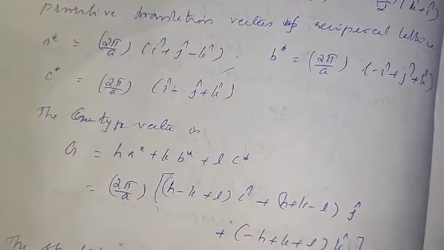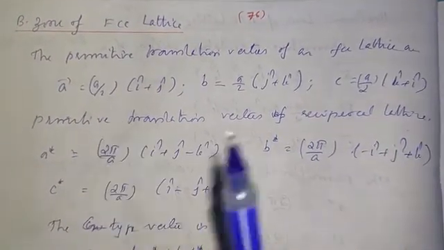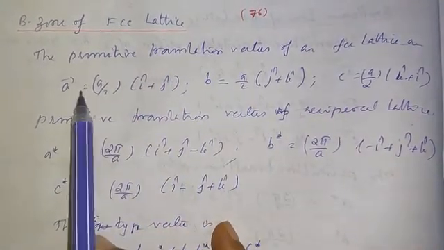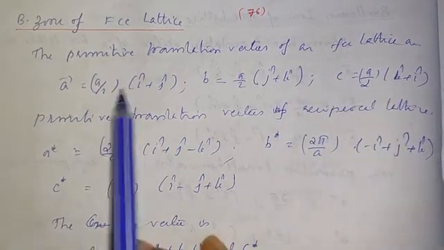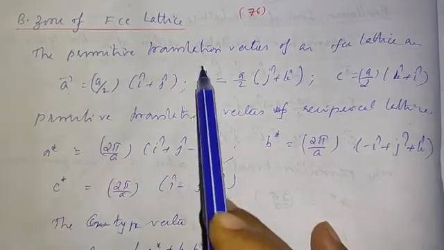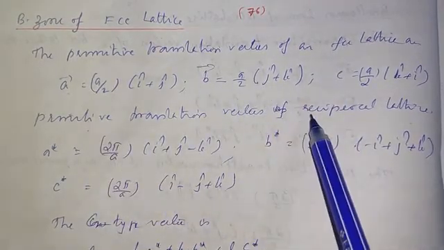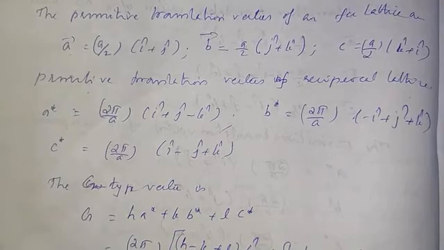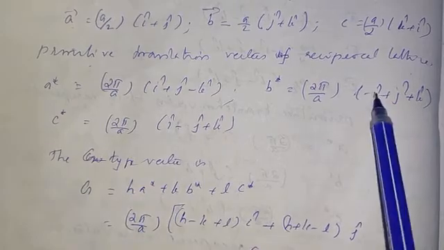Now the Brillouin zone of FCC lattice, face-centered cubic lattice. So the procedure is the same. What we have to do is write down the primitive translation vectors of FCC lattice, which we have seen in the previous class. So these are A, B and C, and the primitive translation vectors corresponding to this in the reciprocal lattice, which we have derived in the last section, are A star, B star and C star, which will be given by this.